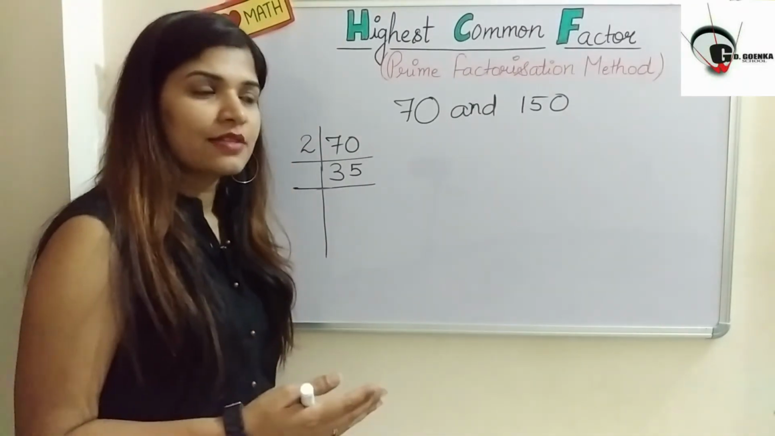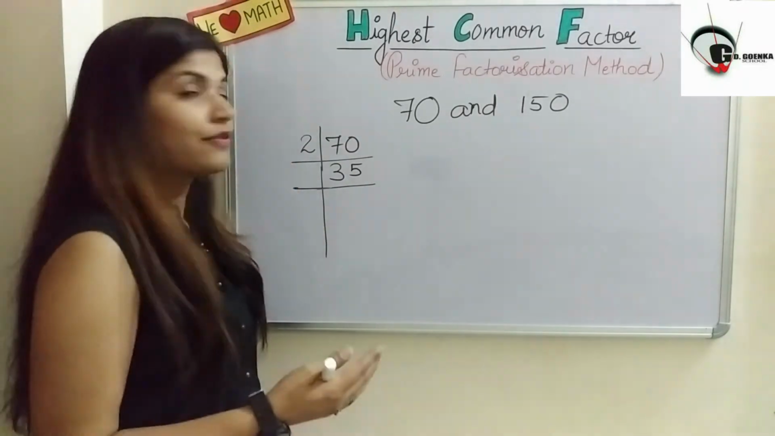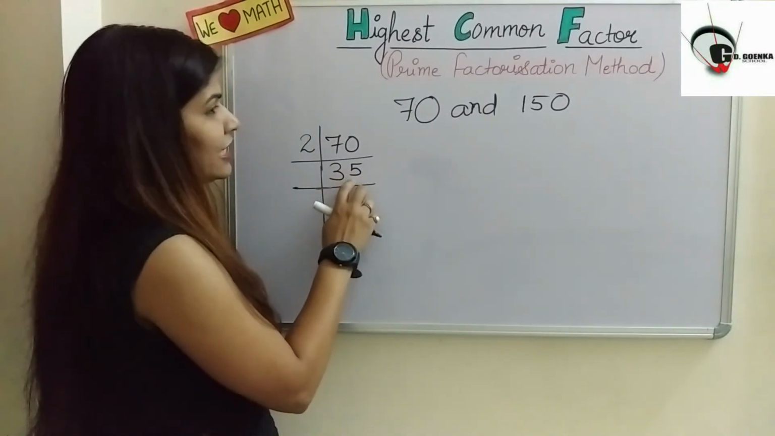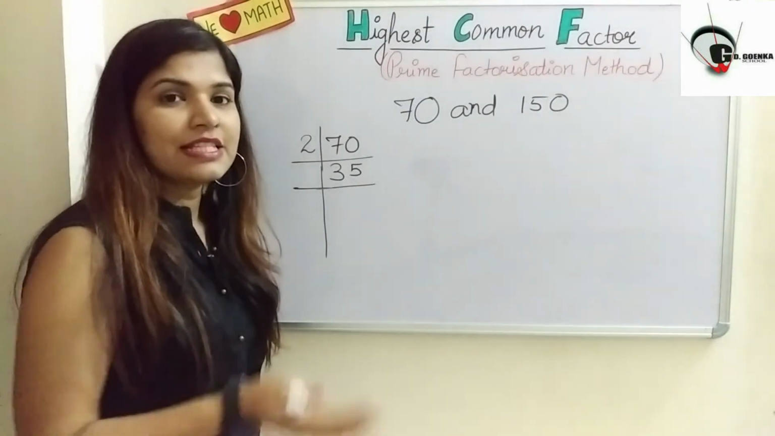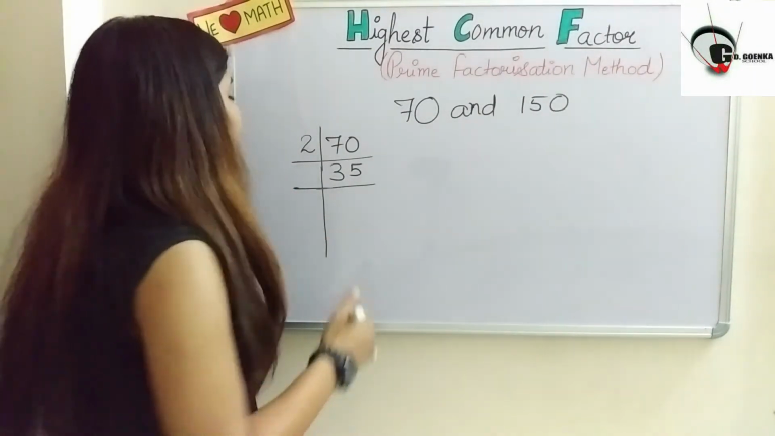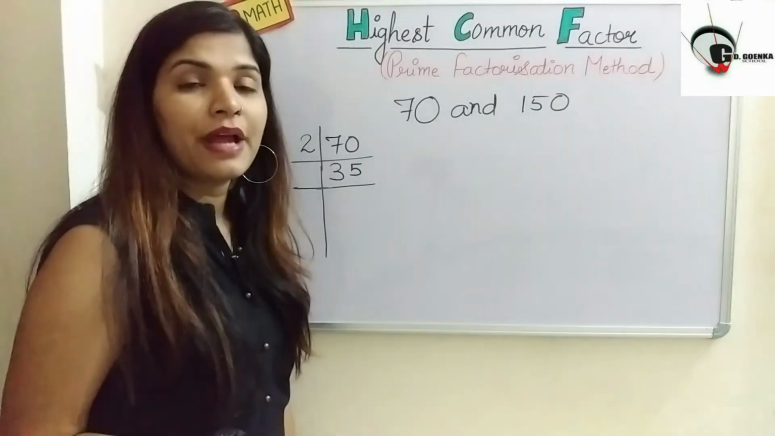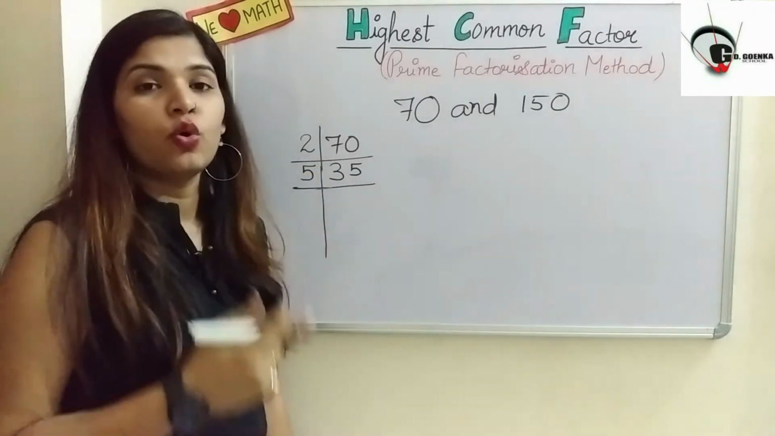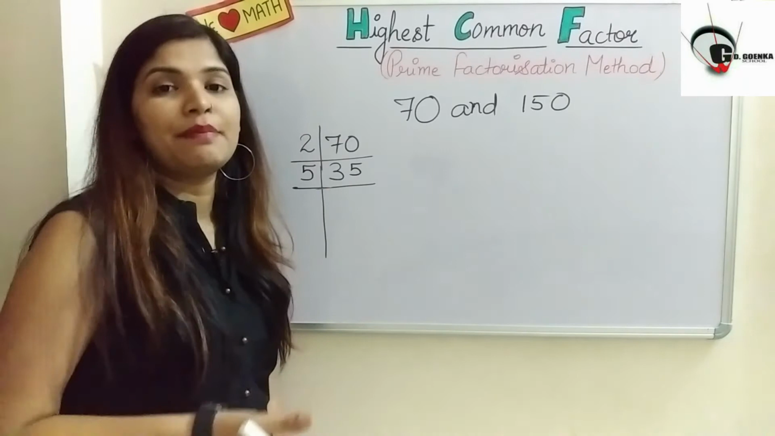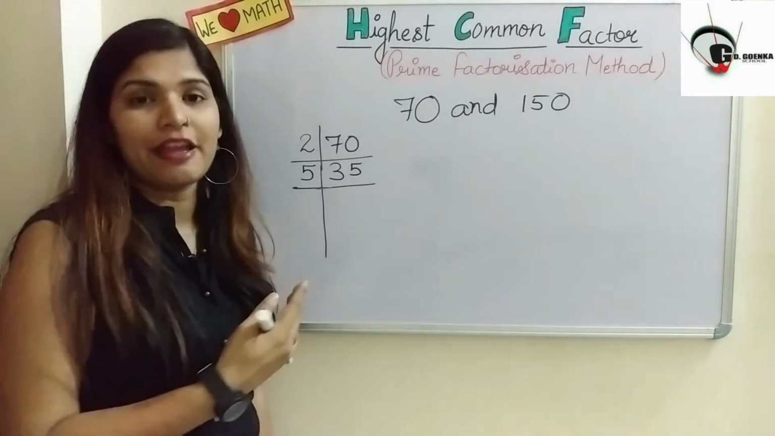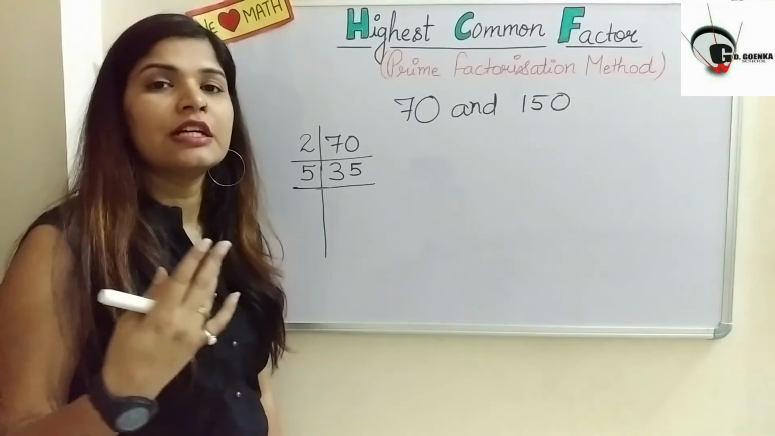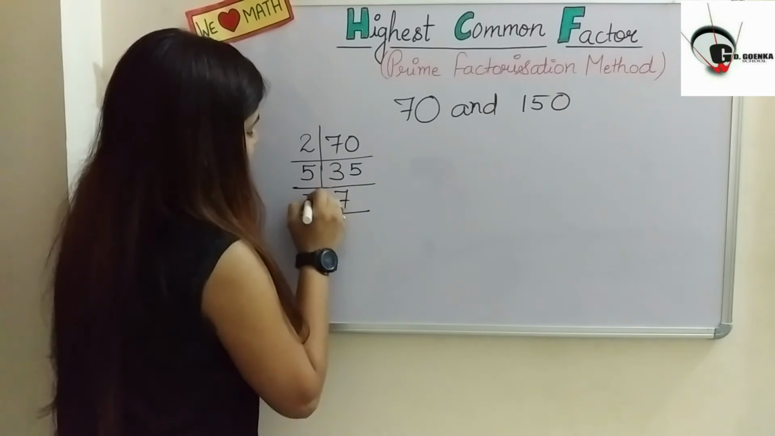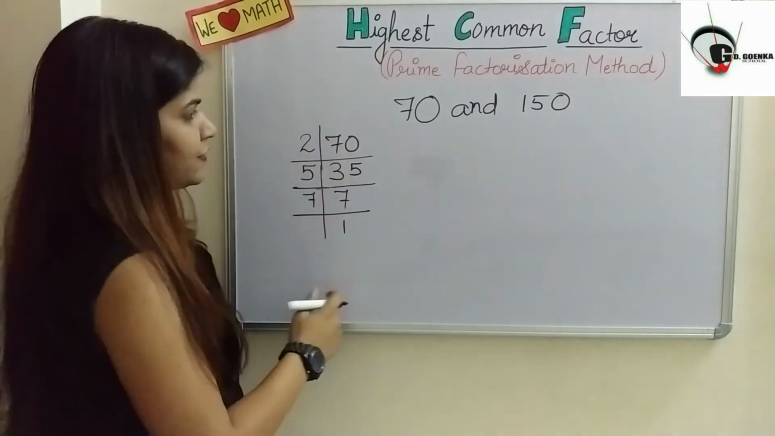After that the next prime number is 3, but the divisibility rule of 3 is that we need to check by adding the digits. 3 plus 5 is 8. 8 is not divisible by 3, that means 35 will not be divisible by 3. Then we need to check the next prime number. The next prime number is 5. Are you noticing, children? In this method we have to use only prime numbers, as its name is prime factorization method. So 5 7s are 35 and 7 1s are 7. So this is the prime factorization of 70.